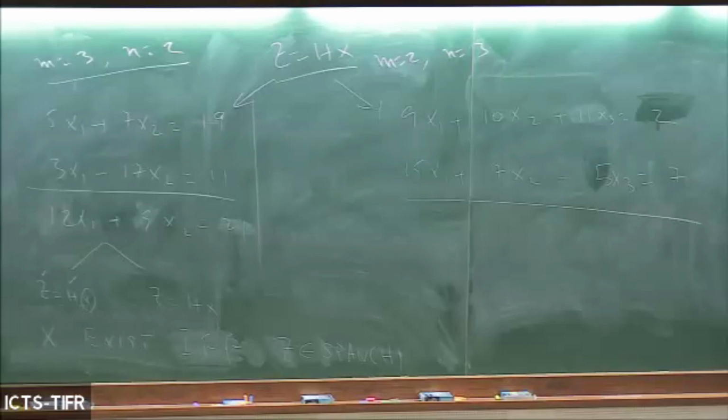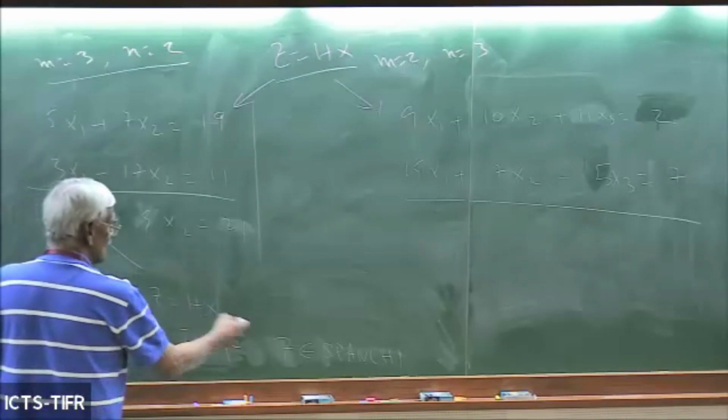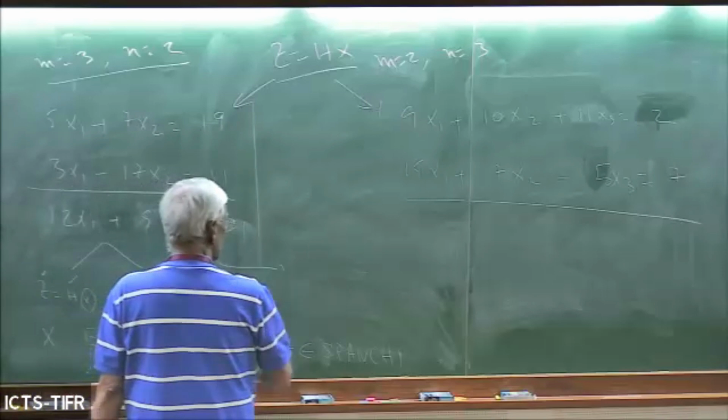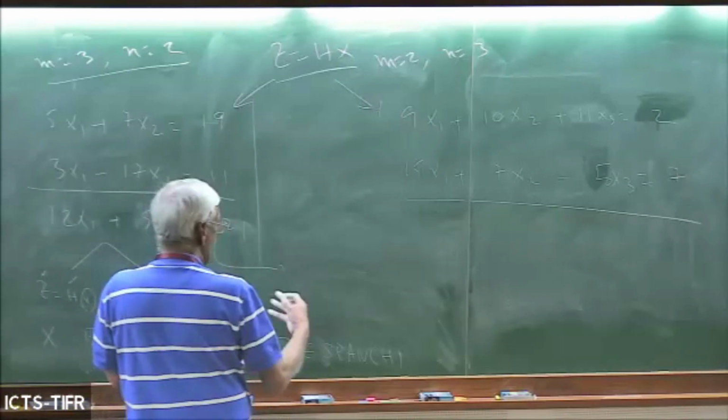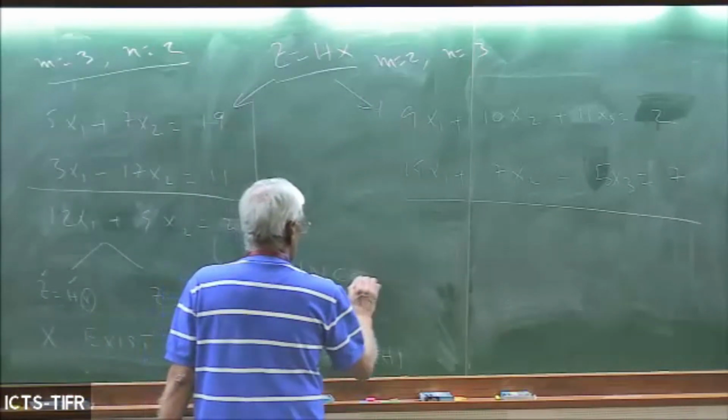You remember my friend said may or may not. When there may be a solution, the span condition holds good. But if it does not hold good, then there is no solution. If there is no solution, this system is called an inconsistent system.